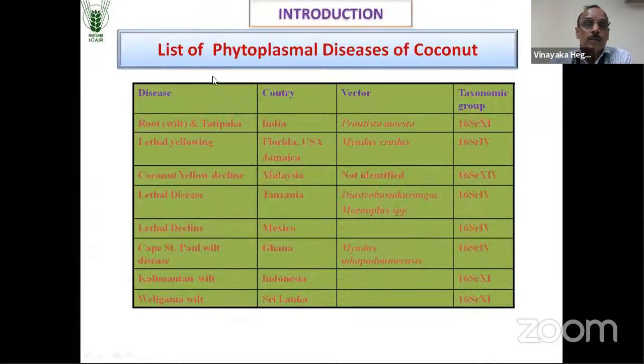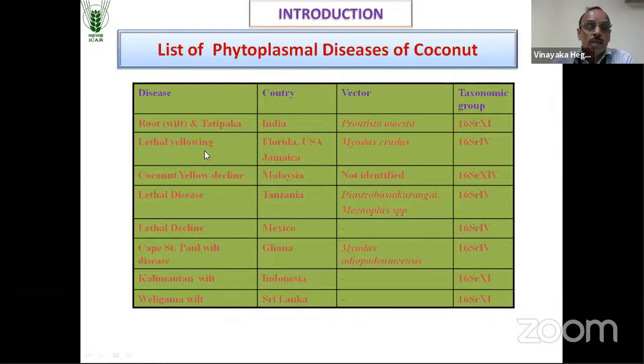So this is the phytoplasmal disease in the world over. Different phytoplasmas are involved in different types of disease, though they are called by different names, but most of them are called by phytoplasma. There is root wilt, and Tatipaka earlier in Andhra Pradesh, where the symptom was slightly different, but it is not present now. As of now, there is no such disease, Tatipaka disease, whereas root wilt is one of the major diseases.